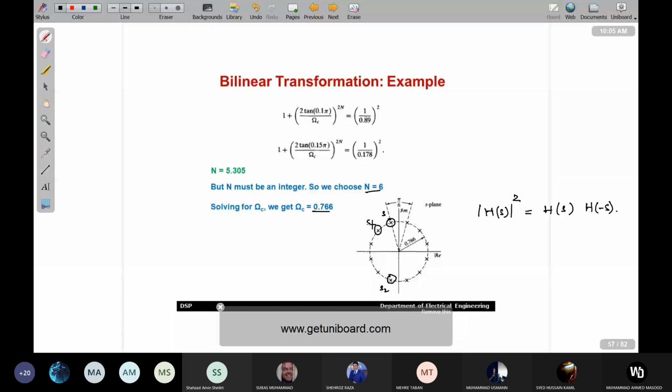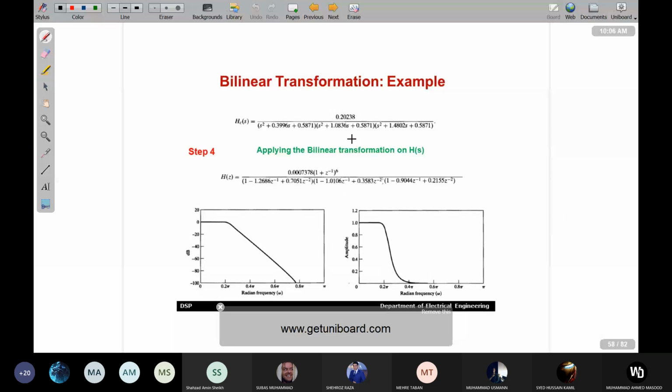Then you have S3 and S4, and conjugate pairs S5 and S6. So these are the poles of H(S) and these are the poles of H(minus S). For a stable and causal analog filter, all the poles must be on the left hand side of the j omega axis. So that's the situation. From here you can end up with the transfer function. You know the locations. So as a result of that, that is your Hc of S and this is your H of Z.